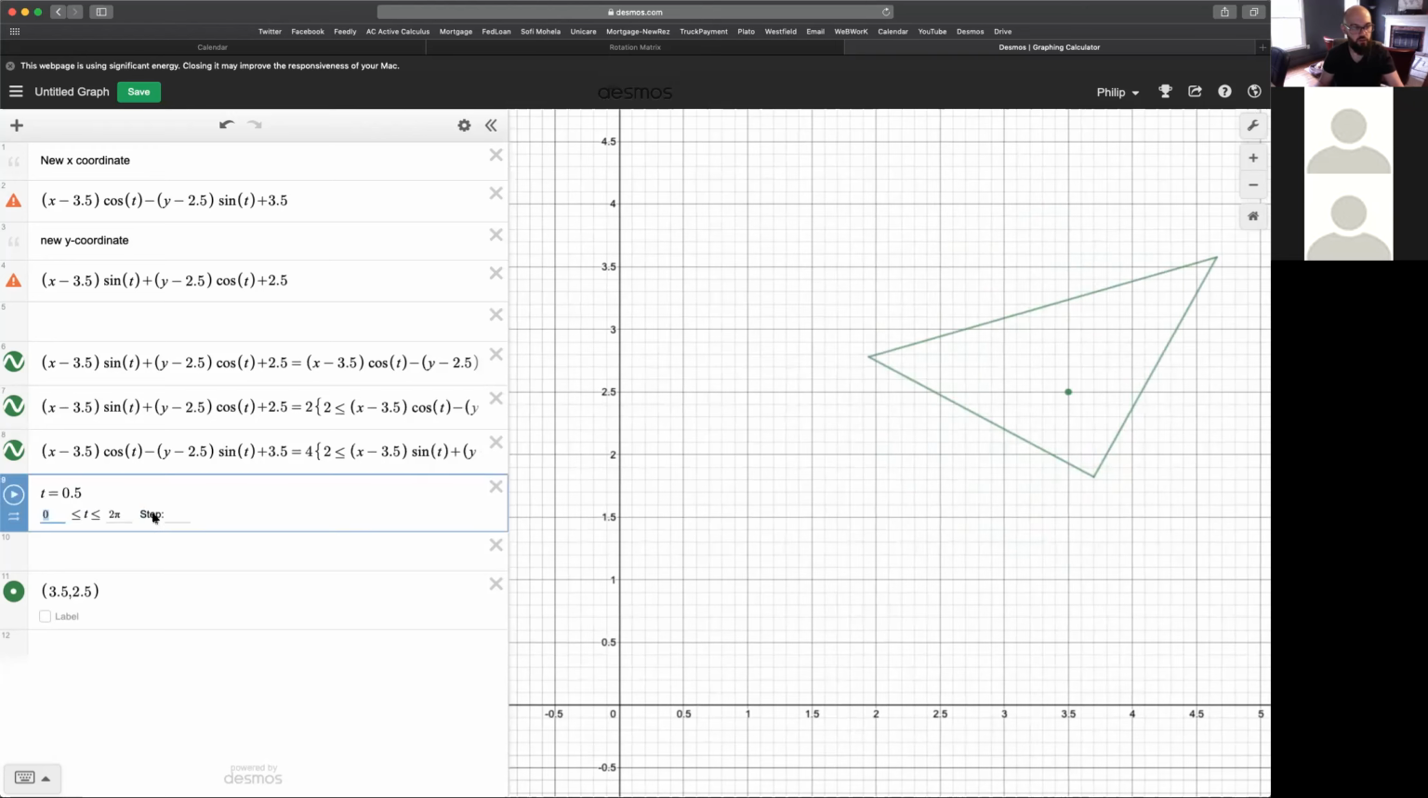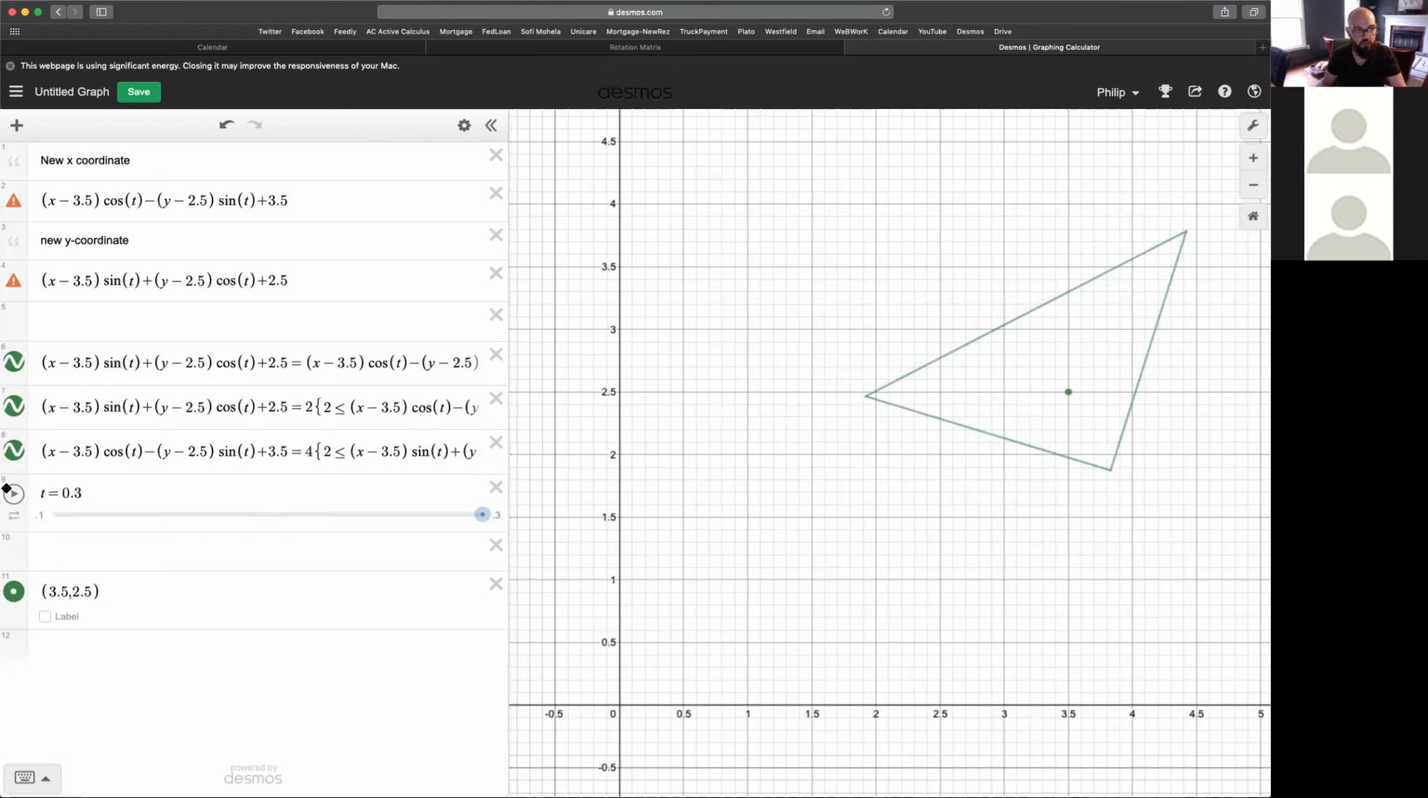So if I just wanted this to bounce back and forth, I could restrict my range over here, and then get my animation to bounce back and forth. Now we'll speed it up. So if I just wanted my triangle to bounce back and forth like that, we're able to do that.